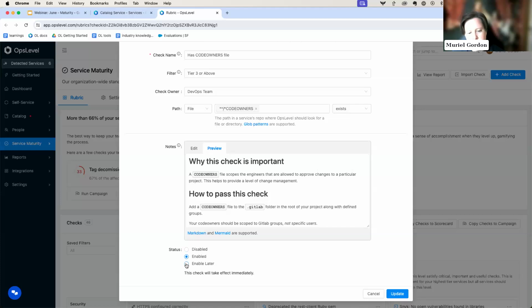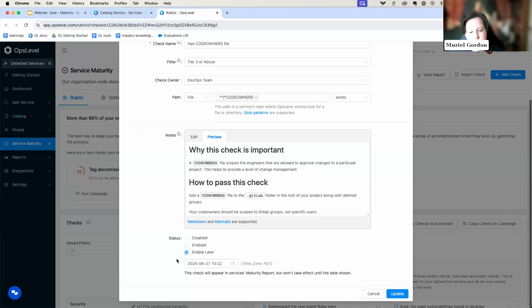Another option is enable it later. So this is a way to set a date when this is going to be live, and it gives people a chance to see how their services are going to match up against the standard without affecting their levels right away, but you give them a very clear deadline for when this thing needs to get done. So that is the anatomy of an individual check.